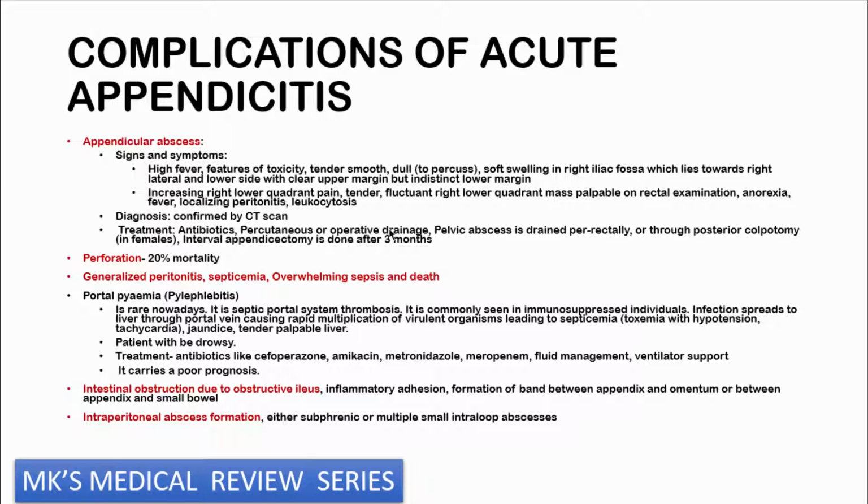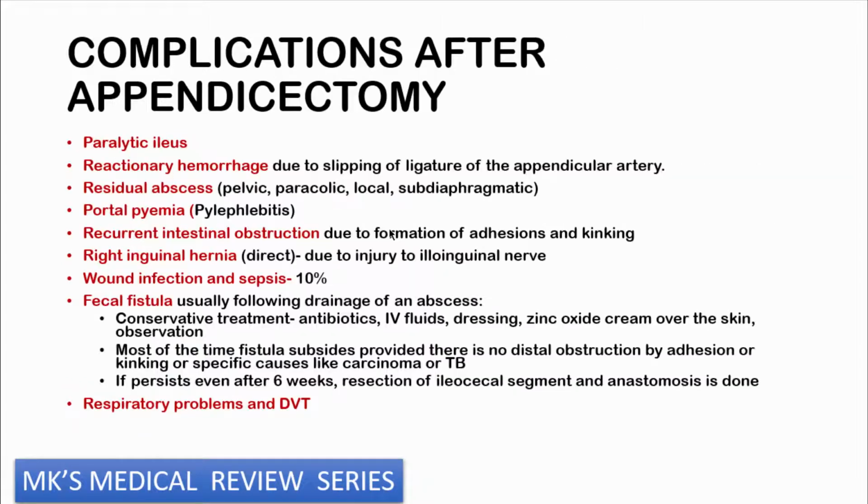Then sometimes you may get a complication of intestinal obstruction that's due to obstructive ileus, or inflammatory adhesions; formation of bands between the appendix and the omentum, or between the appendix and the small bowel, can lead to this obstruction. You may sometimes get intraperitoneal abscess formation, which can either be subphrenic or multiple small interloop abscesses. Then complications that may happen after appendicectomy include paralytic ileus, reactionary hemorrhage, which is due to slipping of the suture that is placed on the appendicular artery. You may have a residual abscess that may be pelvic, paracolic, local, or even subdiaphragmatic.